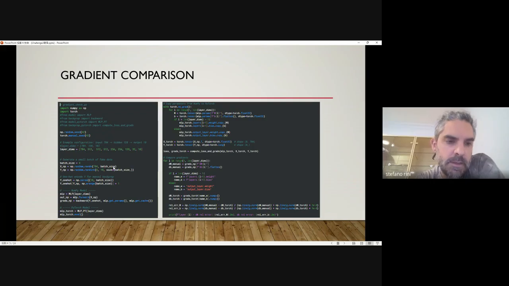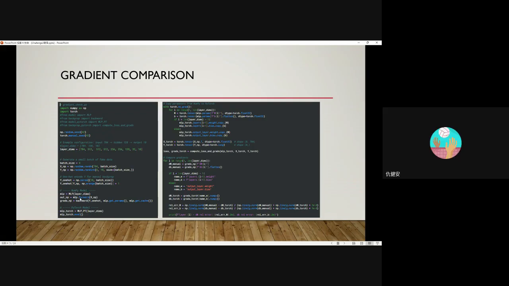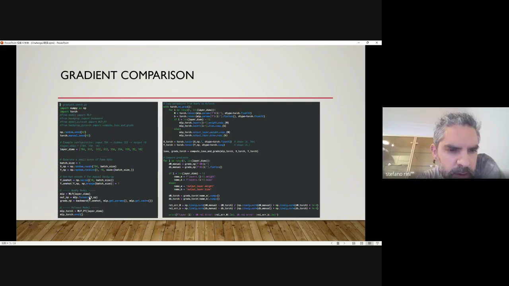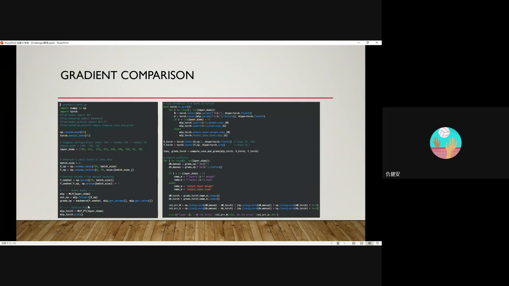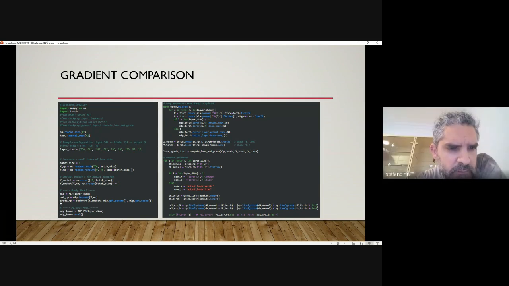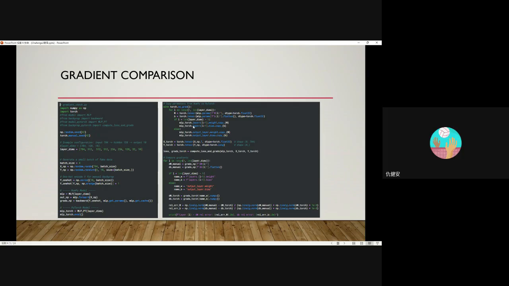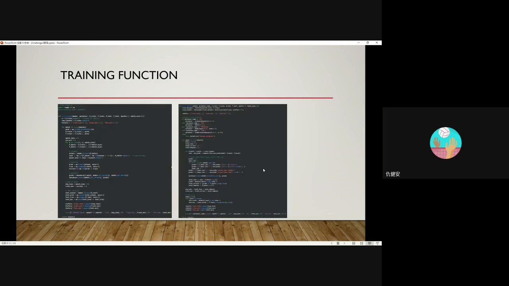Very good. Okay, so here we build the model. Just to check: do you have the NumPy seed and the torch seed? You fixed them. Okay, go ahead. So here we build the model, and here we compare the gradient. And then here are the training functions.